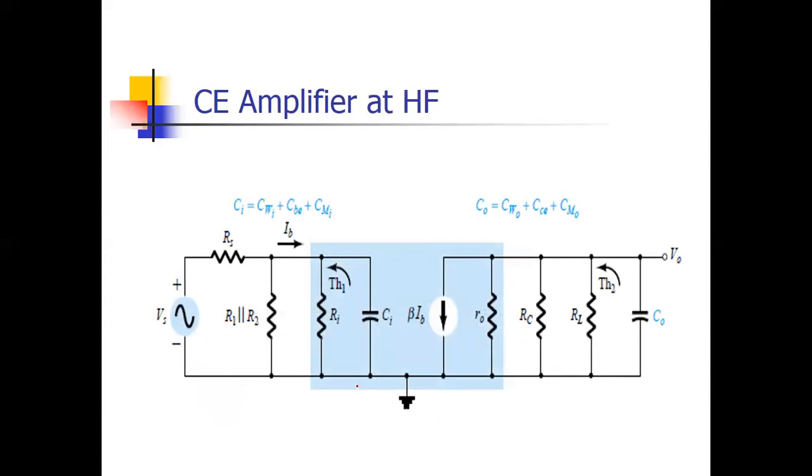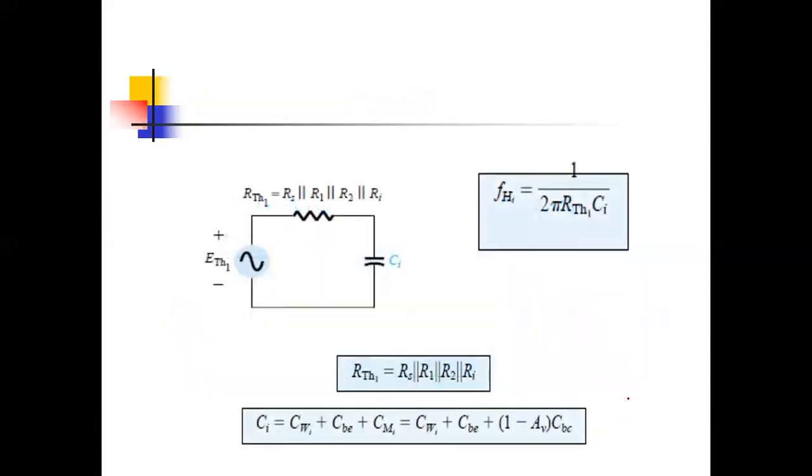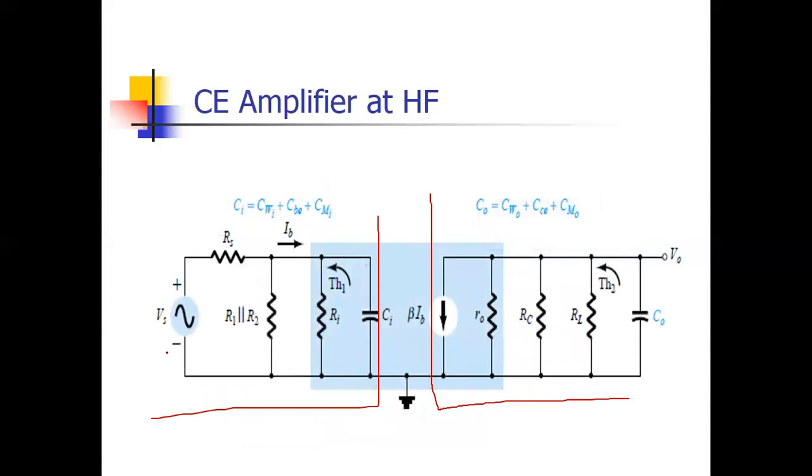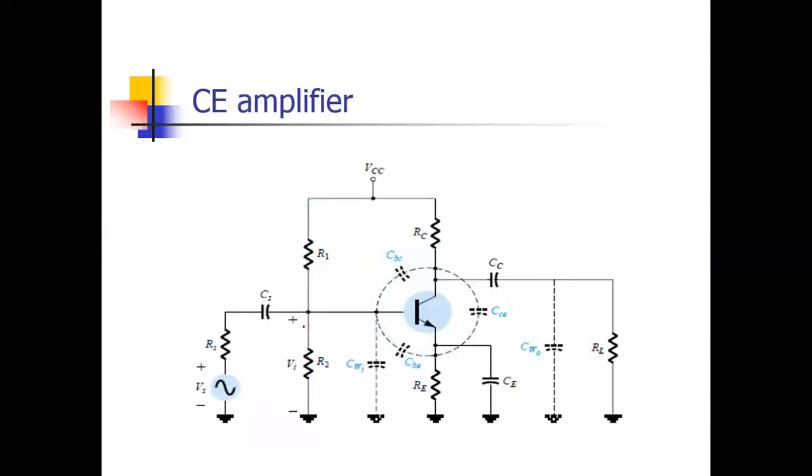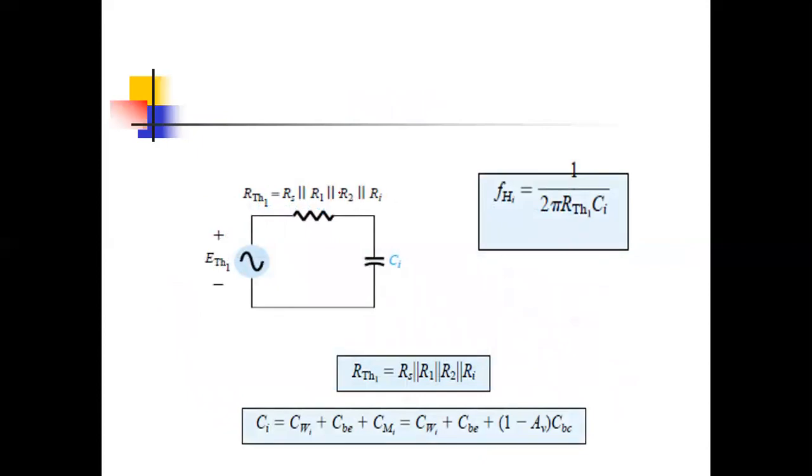Now we have to calculate the frequency. There are two frequencies, one with respect to the input side, one with respect to the output side. Suppose we are taking the frequency at the input side. So frequency is 1 upon 2 pi R into C. So you have to check the total R at the input side and total C. See this circuit, if you remember the Thevenin equivalent circuit, in Thevenin equivalent circuit this will be shorted. Then RS, R1, R2, Ri all will be in parallel, and with Ci. This is by Thevenin theorem.